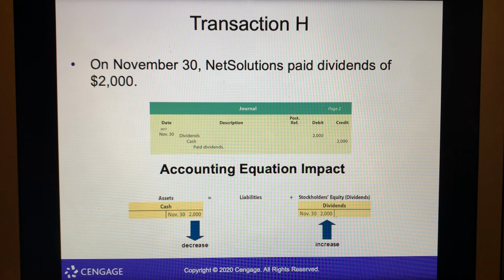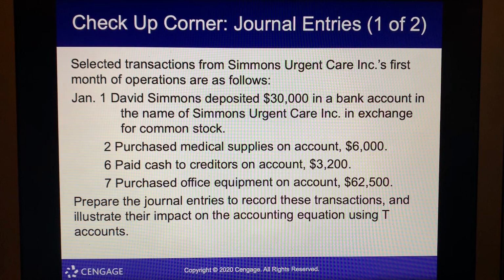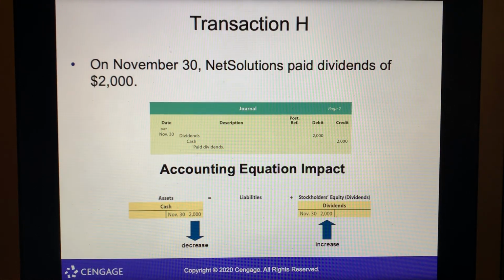Transaction X, Net Solutions paid dividends of $2,000. So dividends is going to come out on November 30th. It's going to be a debit, and then cash on the right side, because we're taking cash and paying it to the owner of the company, and it says paid dividends for $2,000. And then what happened to the T accounts is on the bottom, and on the basic accounting equation and how it's impacted.